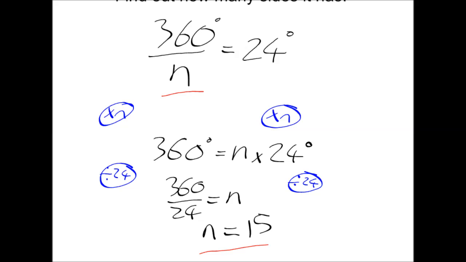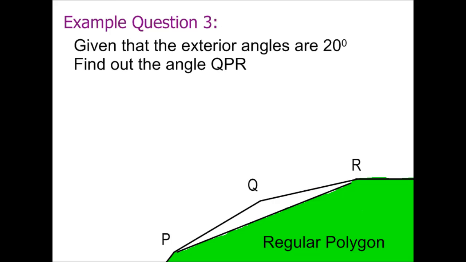The final example I'd like to go through is worded slightly differently. So they're giving you a diagram there. What they're saying is that the exterior angles are 20 degrees. Find out the angle QPR. So mark that on first off. QPR is this red one down here. So it's quite a thin sliver of an angle.